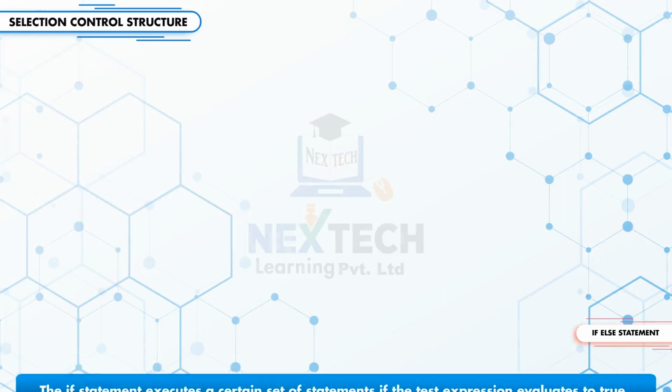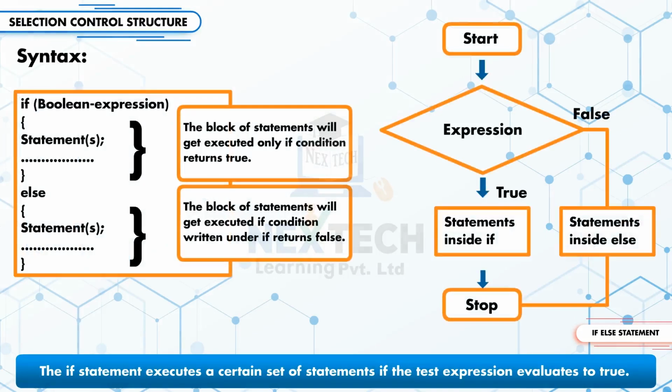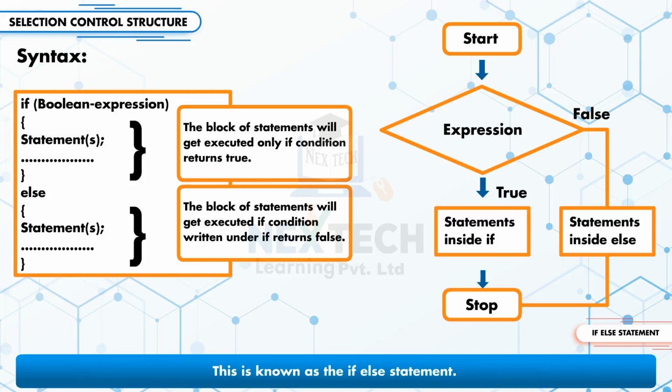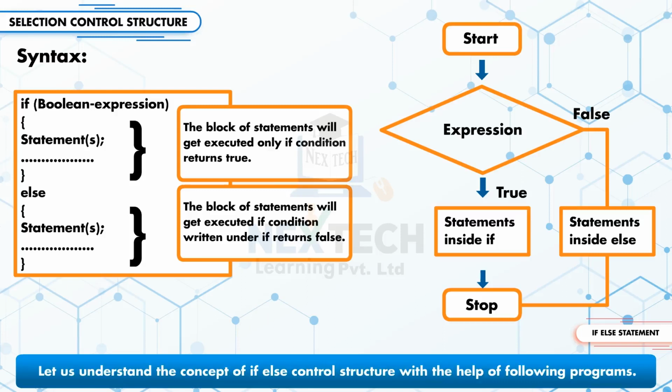If else statement. The if statement executes a certain set of statements if the test expression evaluates to true. However, if the test expression evaluates to false, it does nothing. To handle this, an else block is used with the if statement. The set of statements placed inside the body of else block are executed if the test expression evaluates to false. This is known as the if-else statement. Let us understand the concept of the if-else control structure with the help of these programs.